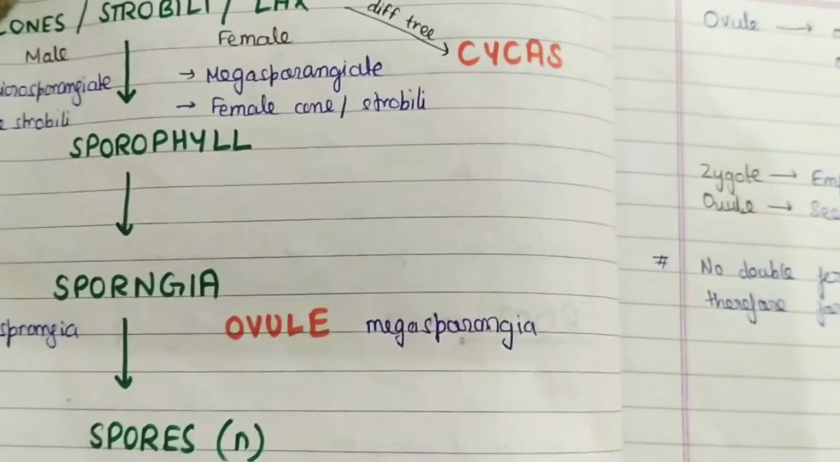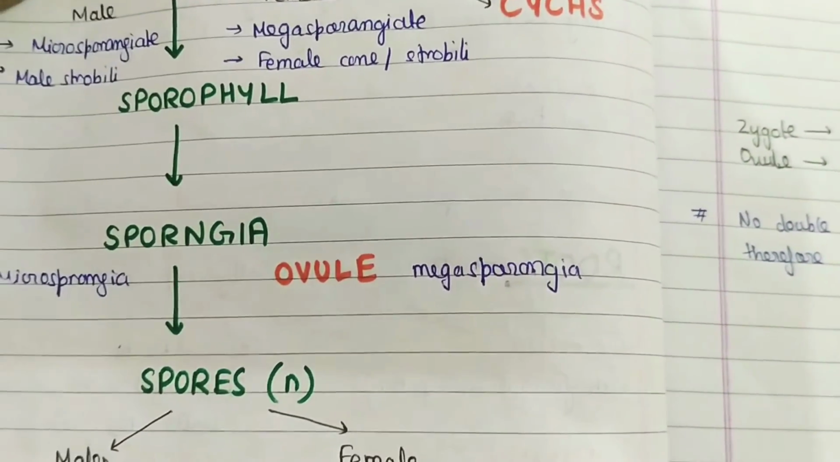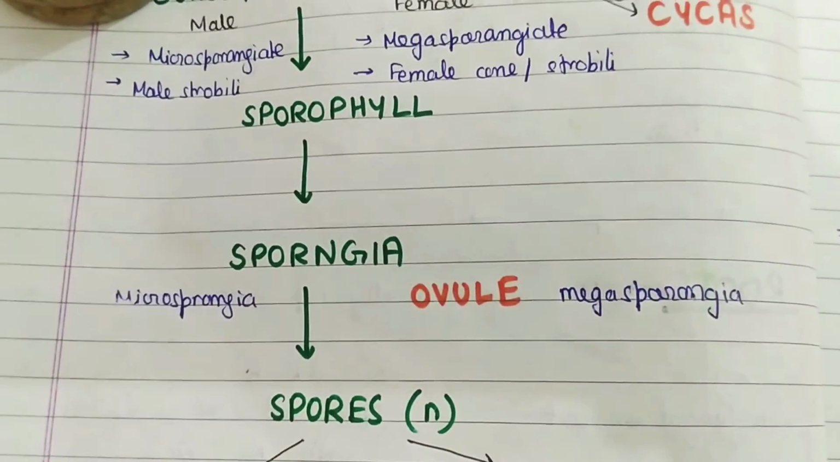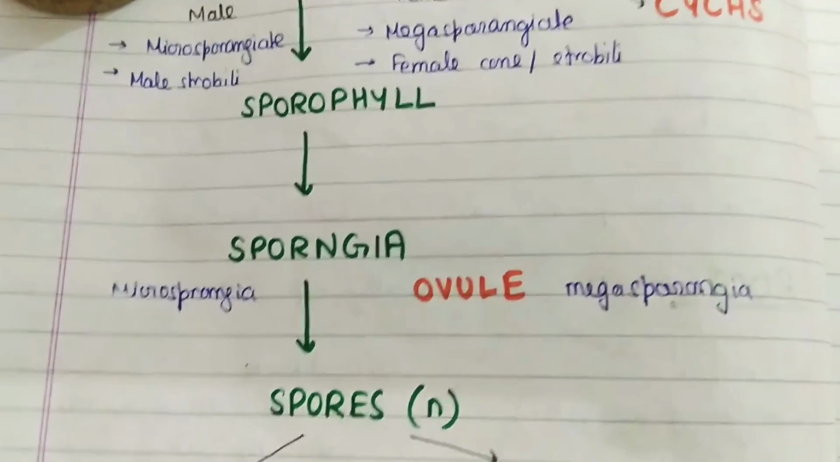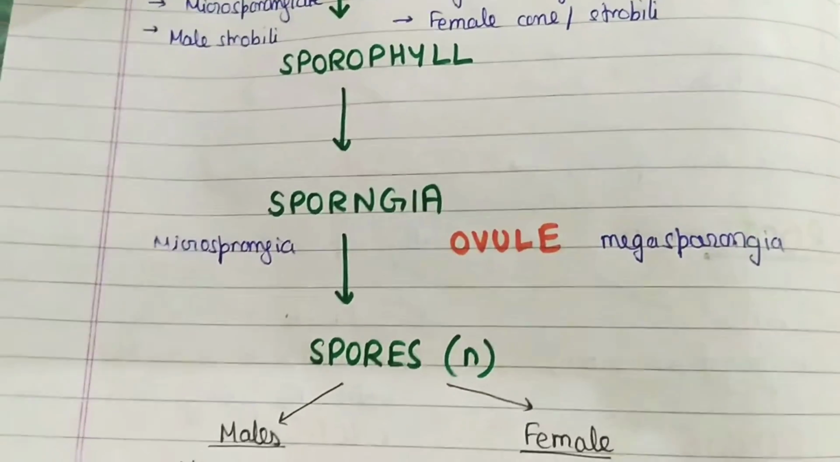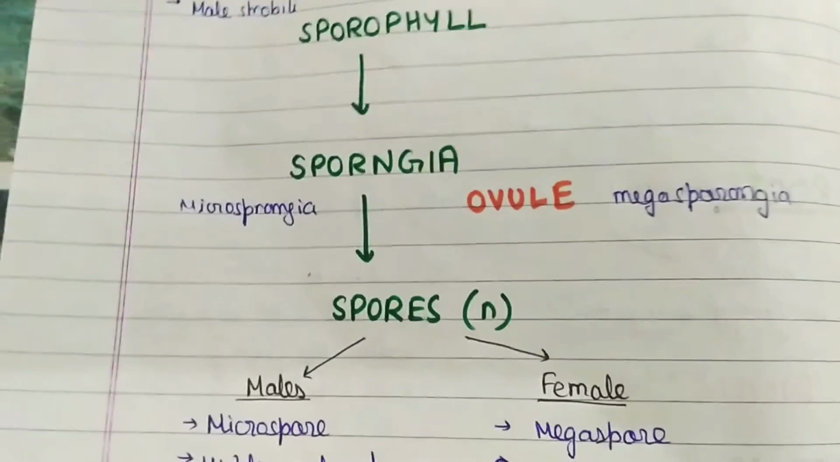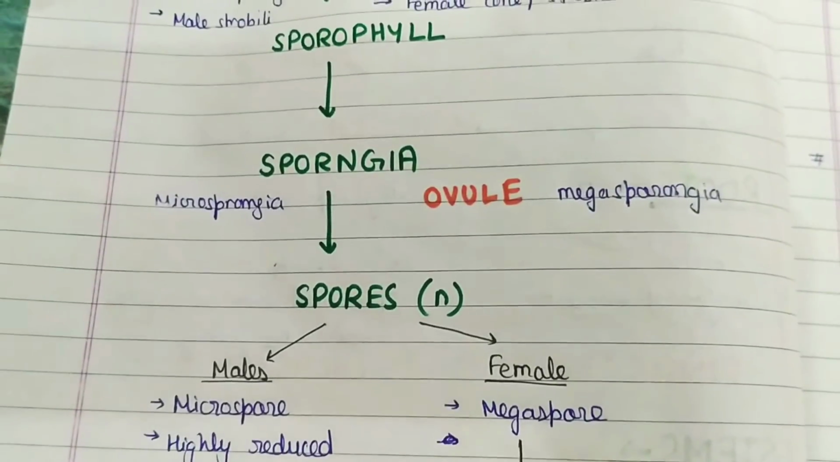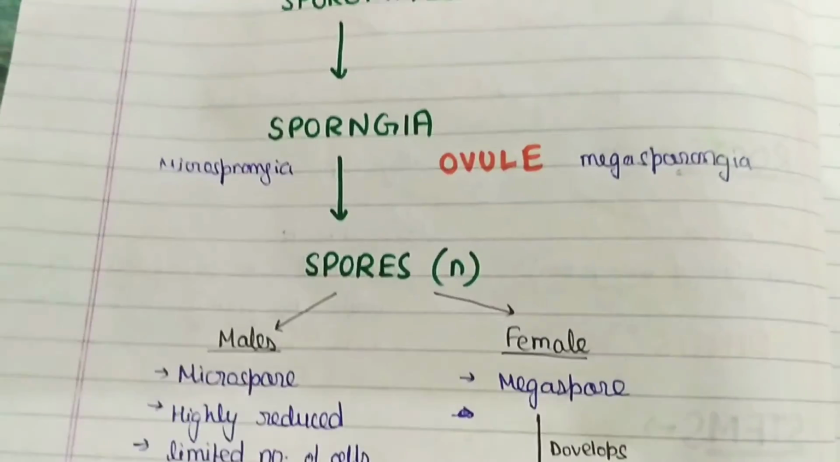Now one of the most important things is the sporangia. Sporangia are microsporangia and megasporangia. The megasporangium is called the ovule. We have to understand this. The male gametophyte is not the ovule. The male gametophyte is the spore. The megasporangium is the ovule.